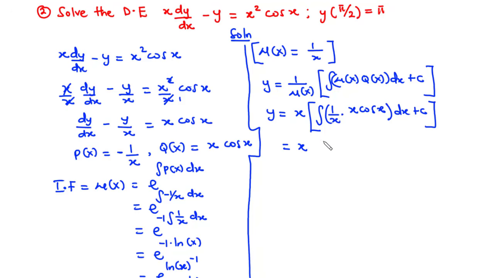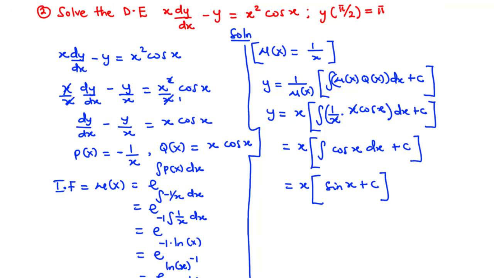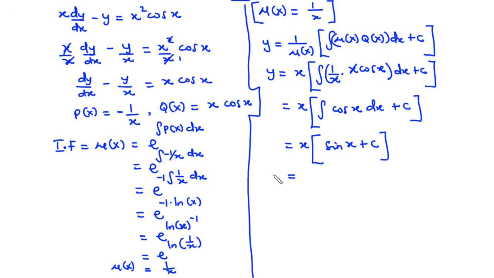So this becomes x multiplying, this cancels out this, we have the integral of cos x dx plus c, and this is equal to x times. Now if you integrate cos x with respect to x, then you have sin x. So we have sin x plus c. Therefore we have the general solution, y equals x times in brackets sin x plus c. So this is the general solution to the differential equation.